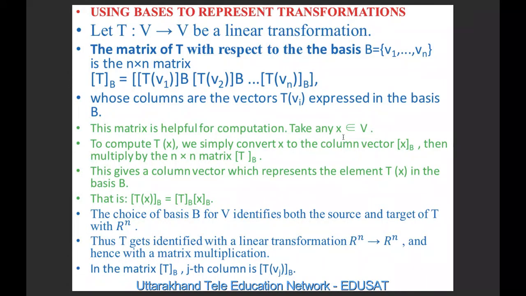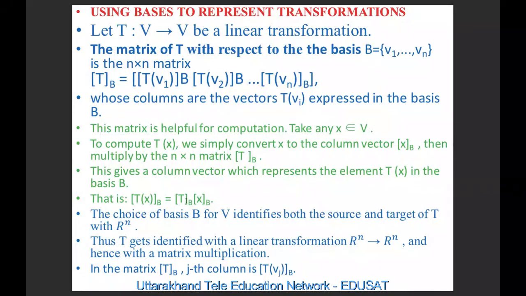Suppose we take any element x belonging to V. To compute Tx, we simply convert x to the column vector xb, then multiply by the n by n matrix Tb. This gives a column vector which represents the element Tx in the basis. It means [Tx]b is nothing but Tb into xb. Tb means the matrix with respect to B. It is also with respect to B.